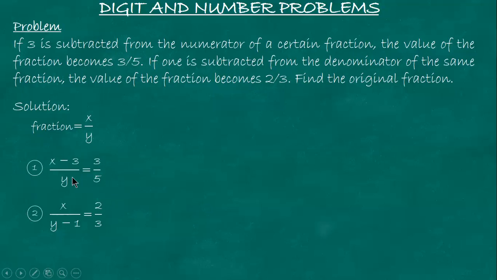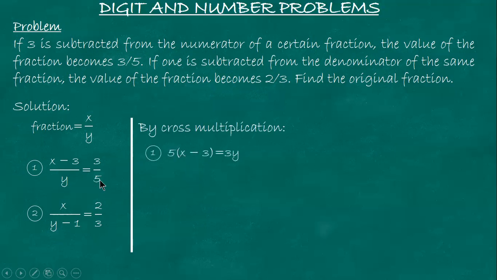What you do with fractions is cross multiply to remove the denominator. So for equation 1, by cross multiplication, this is the first one: 5 times this 1 equals 3y.